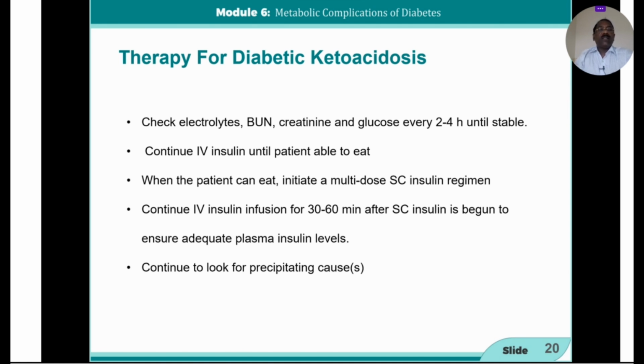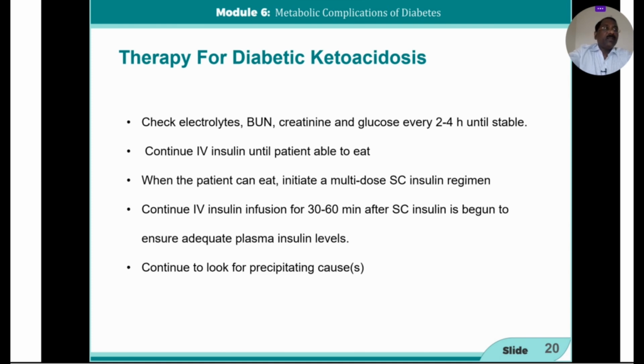So check the electrolytes, BUN, creatinine, glucose, and continue the IV insulin. When the patient can eat, initiate the multi-dose subcutaneous insulin. So when the dehydration is corrected, the patient is not having any nausea and vomiting, and is able to take solids, then you can convert to the subcutaneous route. Continue the IV infusion for 30 to 60 minutes after the subcutaneous insulin is begun to ensure adequate plasma insulin level.